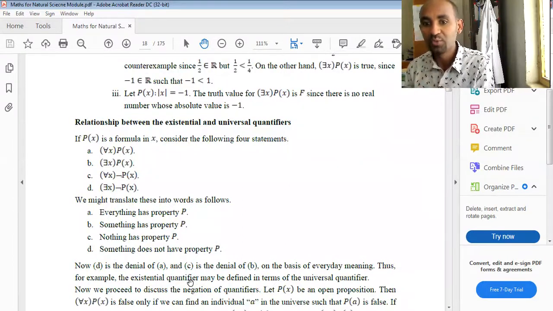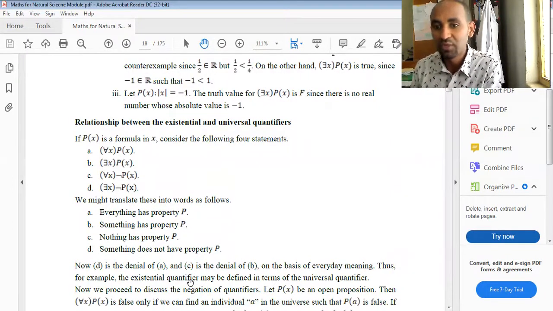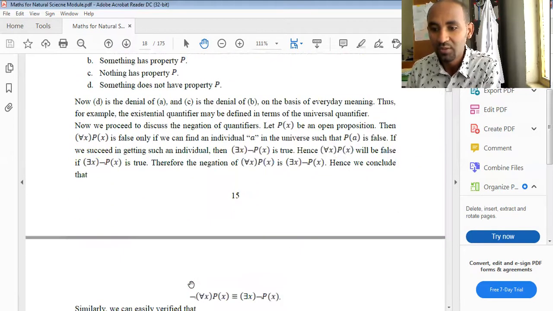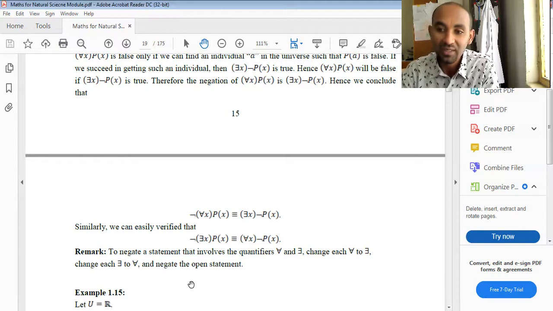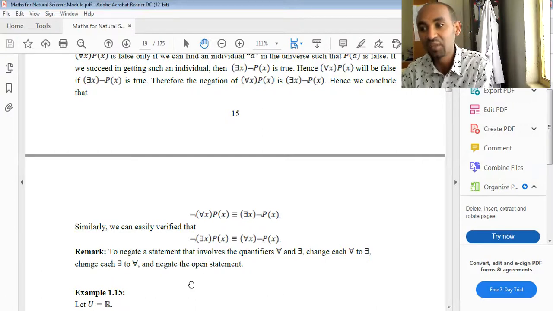What are some of the relationships between the existential and the universal quantifiers when we negate the statement? You can see it here. Once an open proposition is quantified, for all x, p of x is a proposition, a quantified proposition. The negation of for all x, p of x is equivalent to the existential quantifier, there exists x, not p of x, the negation of p of x. That means if not all elements satisfy this property, there are elements that satisfy the negation of that property.